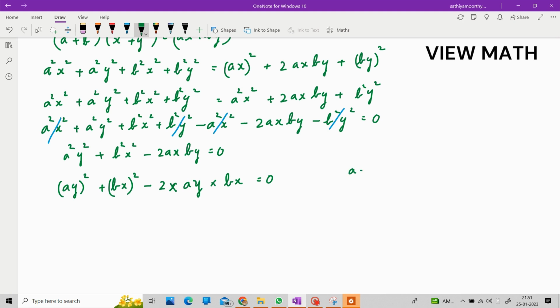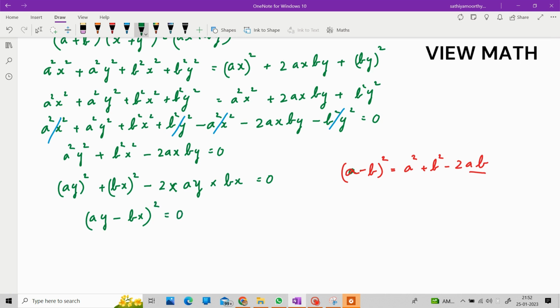See, (a minus b) the whole square. What is the formula for (a minus b) the whole square? a square plus b square minus 2ab. Now you can compare and see this formula. In the place of a we have (ay) the whole square. In the place of b we have (bx) the whole square, minus 2 into ab, so 2 into ay into bx equal to 0. So I can write this as (ay minus bx) the whole square is equal to 0.